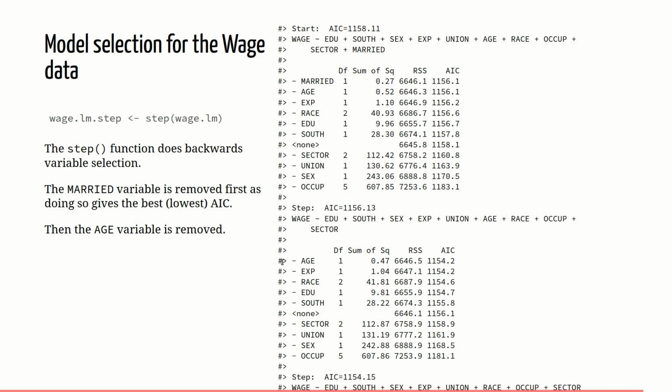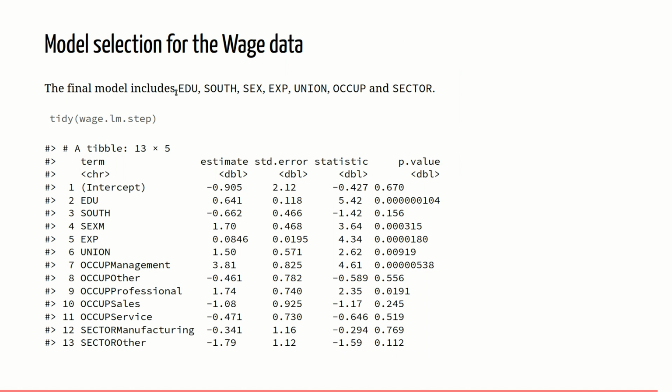But what I could do is I could take out age, and I would improve my AIC further. Or I could take out experience or race and so on, right? Notice that if it tries to take out occupation, it gets worse, right? Because occupation is telling us quite a bit about the wage, and so on. So it keeps on doing this until the none model ends up on top, i.e. no change is better than a change. So the final model includes these terms here. So you can see that race is in fact removed. So this is the final model.